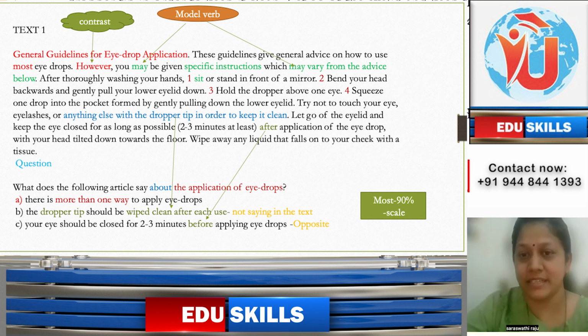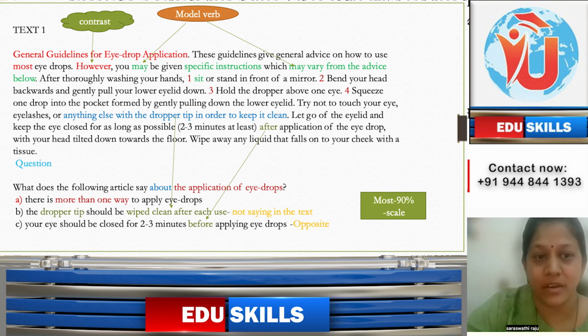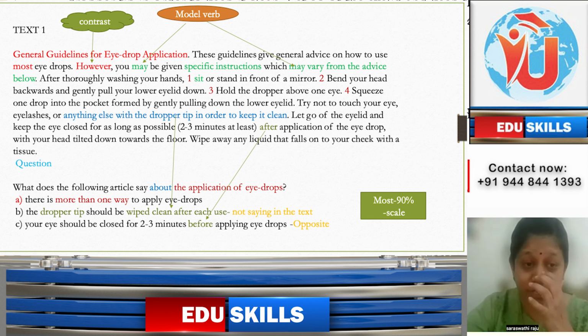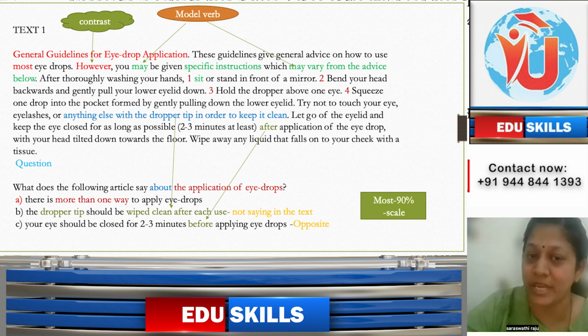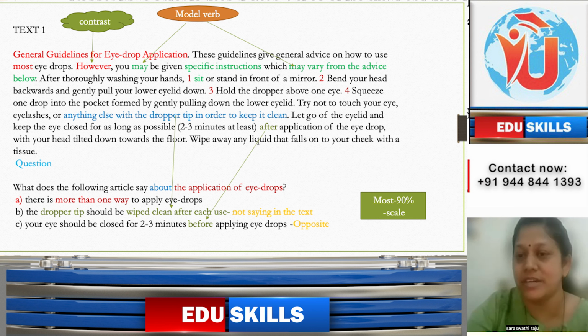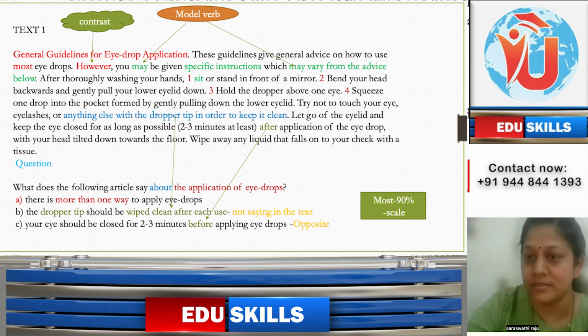With your head tilted down toward the floor, wipe away any liquid that falls onto your cheek with a tissue. So they are talking here about wiping the face if we have any liquid. They did not talk about the dropper tip. Dropper tip should be wiped clean after each use: did they mention that anywhere in the text? No, they didn't mention that. They are telling us to clean our hands, like that only. They never say that the dropper tip should be cleaned. So B also we can eliminate.